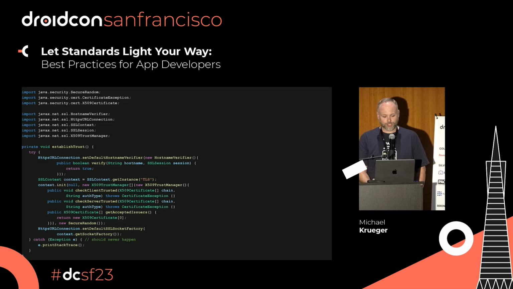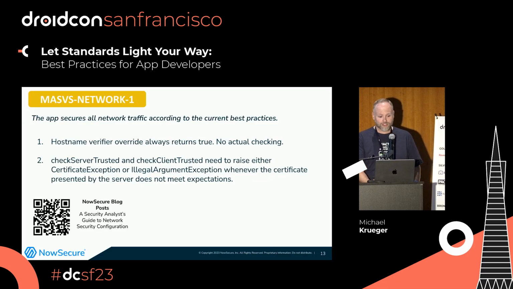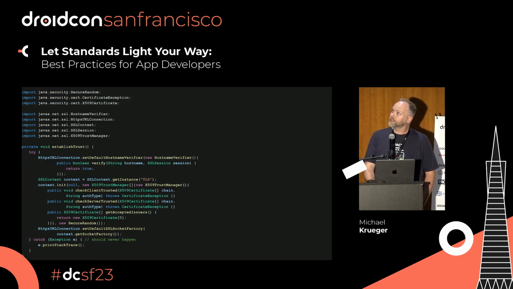All right, I'm going to jump forward. So this actually applies to our Network 1 criteria: the app secures all network traffic according to current best practices. Well, two things it did not do. Number one, this is implementing a certificate validation scheme. So this is a custom trust provider that this user was implementing. However, they did two things wrong. Number one, the hostname verifier. Let's go back here.